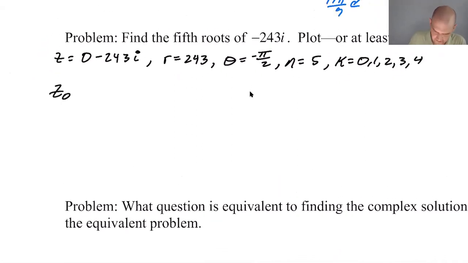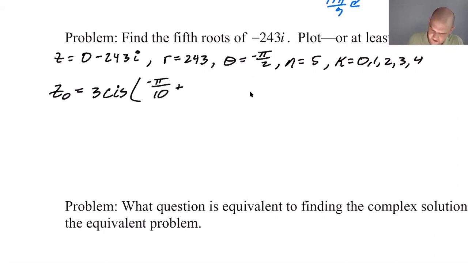We'll have z0 is going to be 243 to the 1/5. 243 to the 1/5 has got to be 3, right? 3 to the 4th is 81, and then times 3 is 243. So I'm just going to write 3. And then cis, I'm going to do theta divided by n, so negative pi over 10.